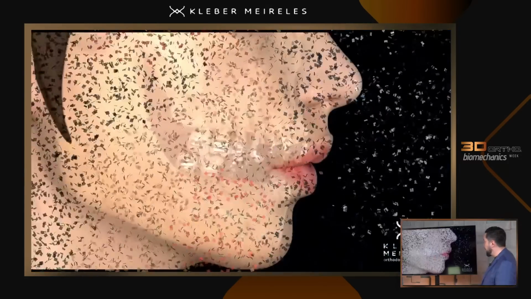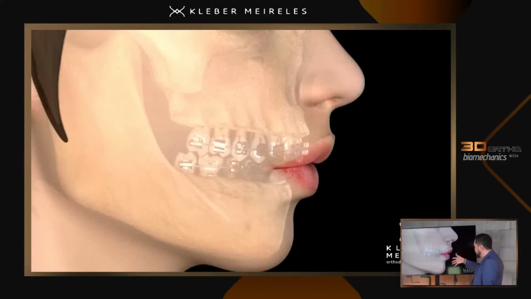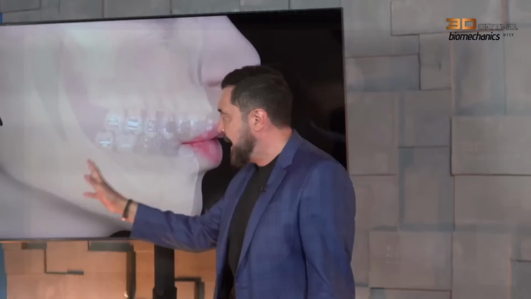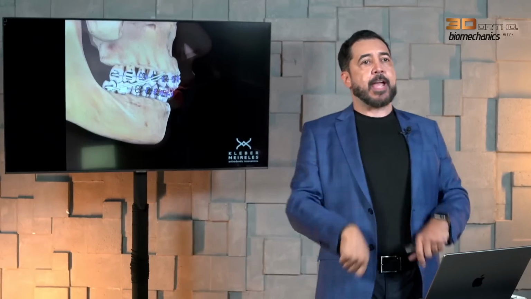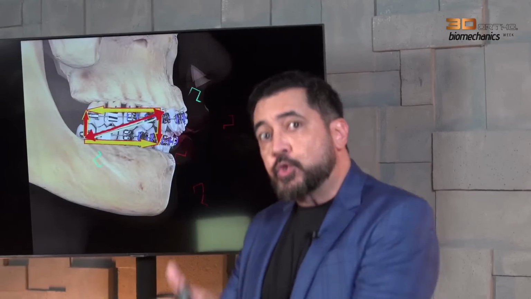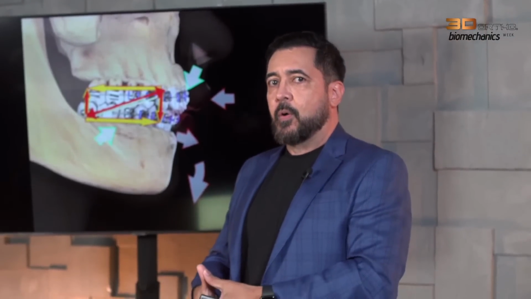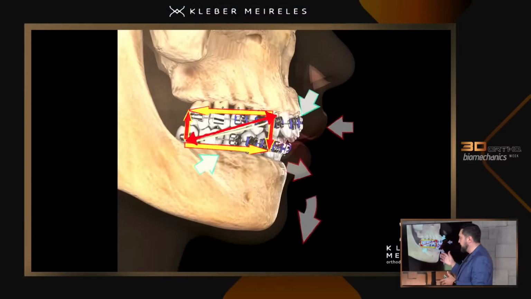Because when we do that in a Class 2 Div 1, let's go to the 3D content so you can understand it better. We are treating the occlusion, but the occlusion is a detail of the mechanics. The occlusion is something that we are treating together with the face, together with the TMJ, together with several variables. Are we really doing the right thing in a patient like this?